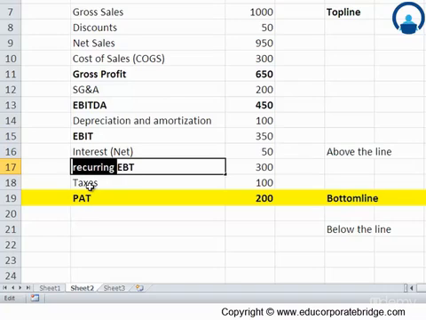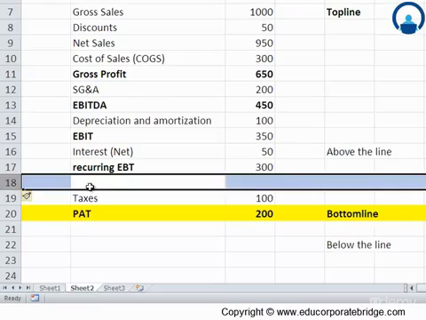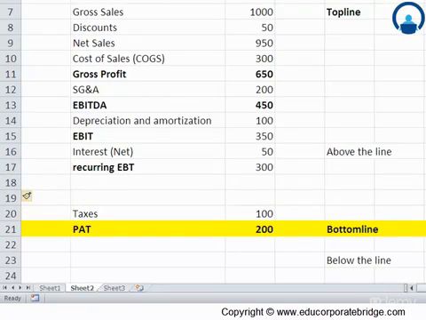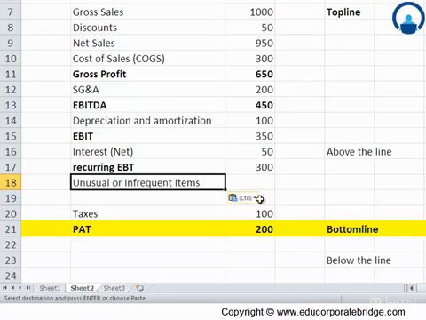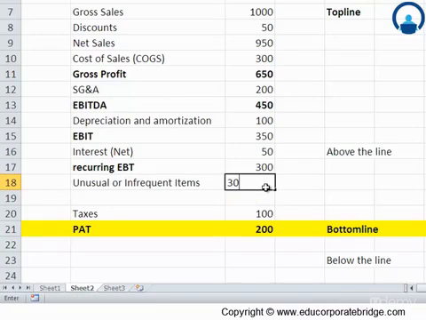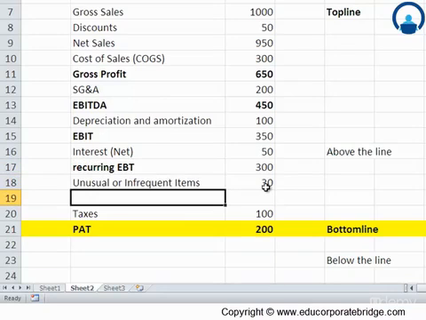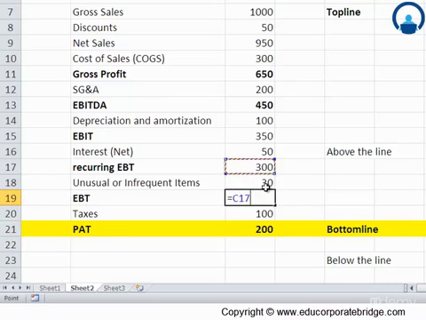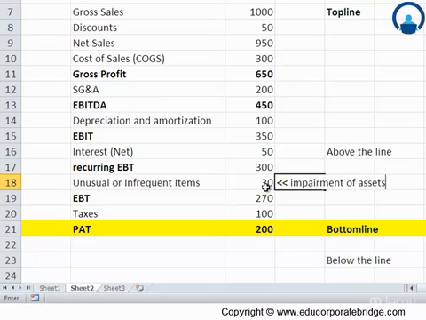I've inserted an item called recurring. Now below this I'll insert two more lines. I'll include the unusual or infrequent items, assuming it to be, let's say, 30, and instead of recurring EBT here, I'll call this just EBT, and this EBT would be equal to 300 minus this 30, which is the assumed unusual or infrequent item. Let's assume that this was related to the impairment of assets. So considering this unusual item, the EBT comes out to be 270.